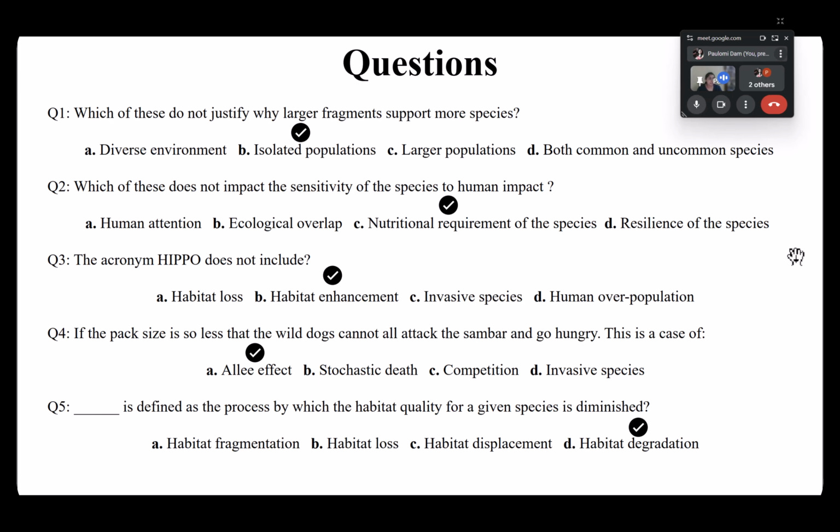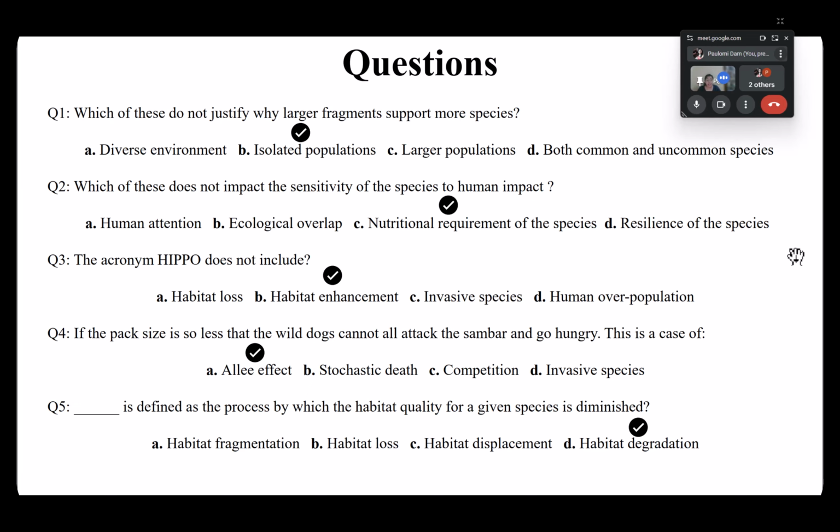There is no competition because they are not killing. There is no invasive species because sambar are natural prey for wild dog. But what is happening is, because the pack size is so low, they are not able to target the sambar properly. They are going hungry and their fitness is getting affected. So that's why this is a case of Allee effect.